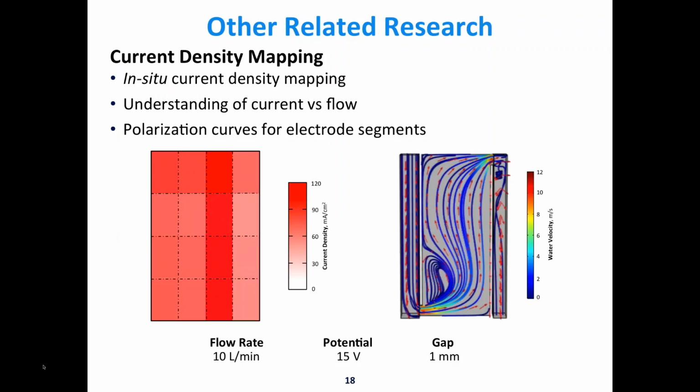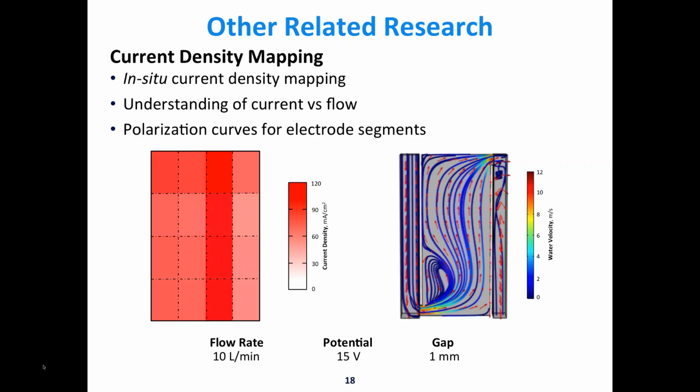I mentioned current density mapping. So we used an in situ current density mapping process known as the partial electrode approach, which is used in the fuel cell industry, to understand how current was distributed along the electrode surface area. In all previous electrocoagulation research, it's always assumed that your current density is uniform on the electrode surface, and we knew that this is probably not realized in reality, just due to different flow variations along the electrode surface.